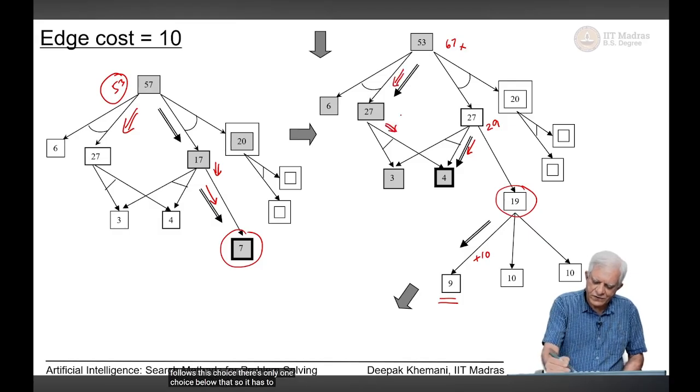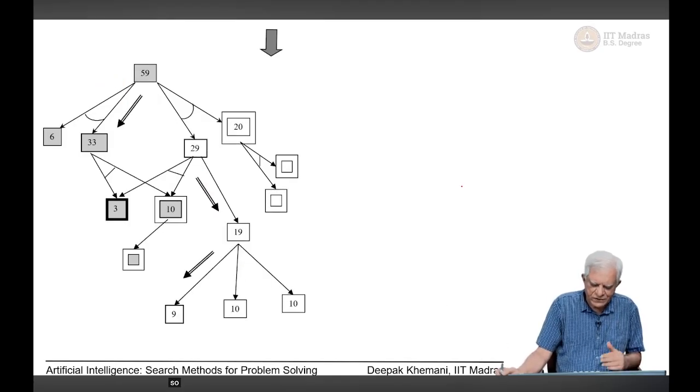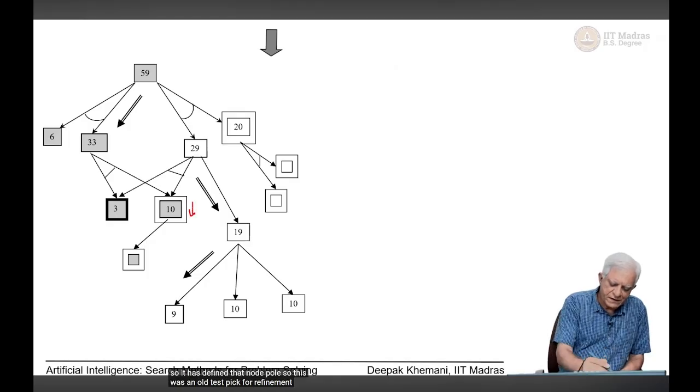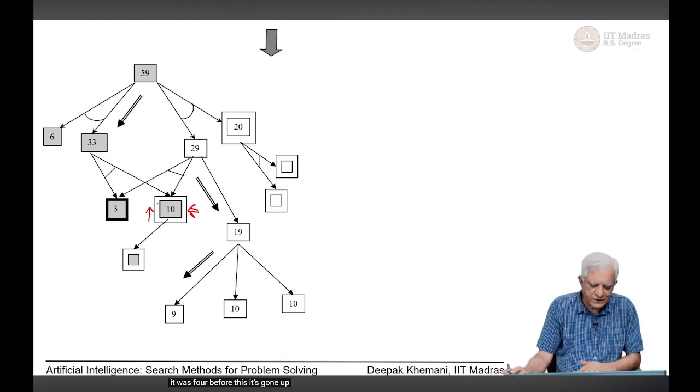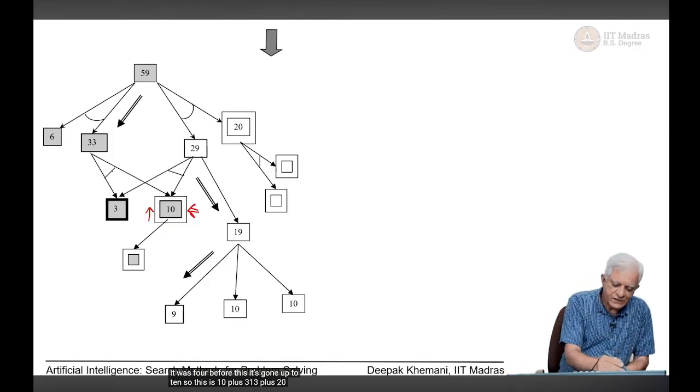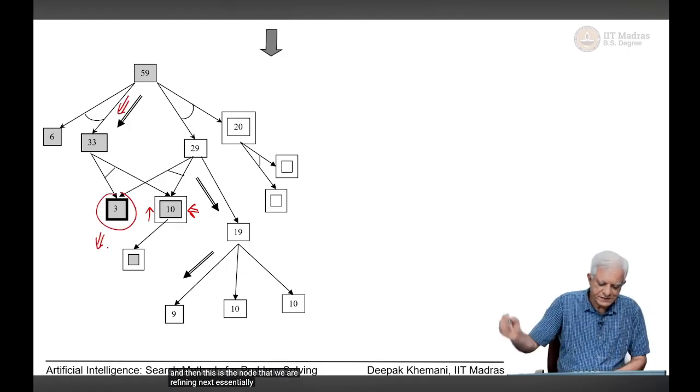There's only one choice below that, so it has to follow that. And between these two nodes, let's say it picks this node 4 for refinement. So this was the node it has picked for refinement, and it has one child, let us say, which is the cost 0. And so from 4, this has gone up to 10, basically. So this is 10 plus 3, 13, plus 20 is 33, and 33 and 6 is 39, plus 20 is 59. So this still remains the best choice here. And then this is the node that we are refining next, basically.